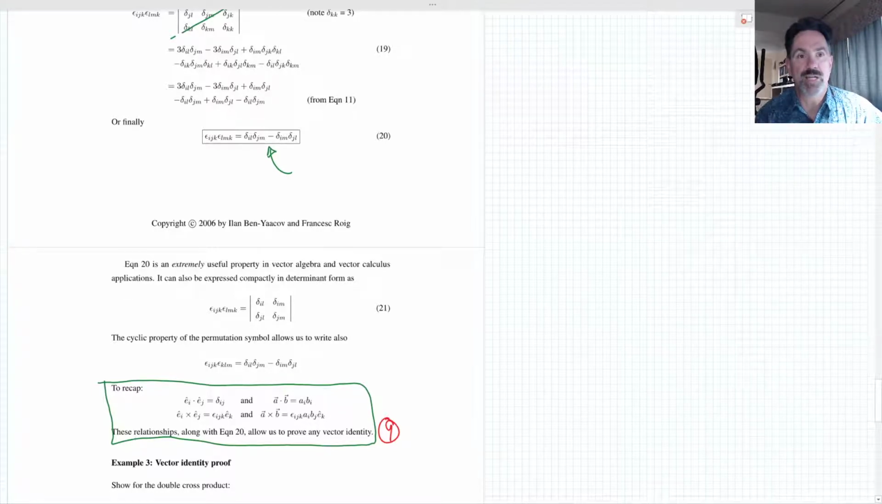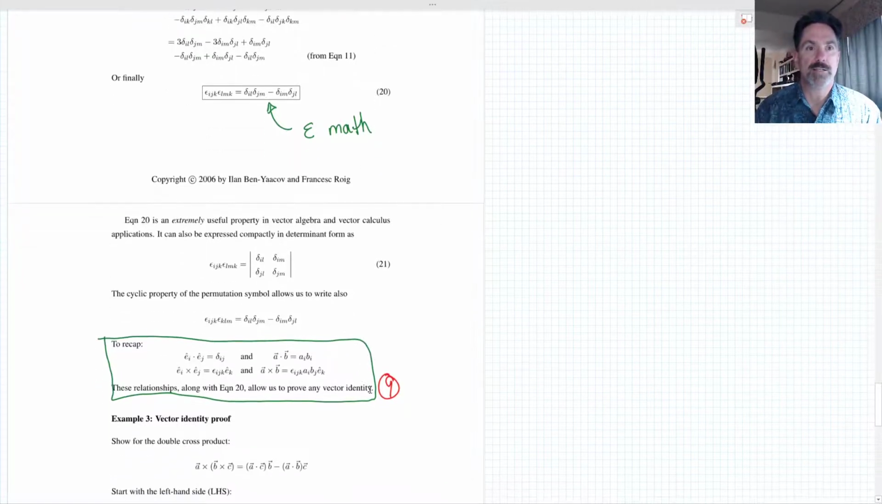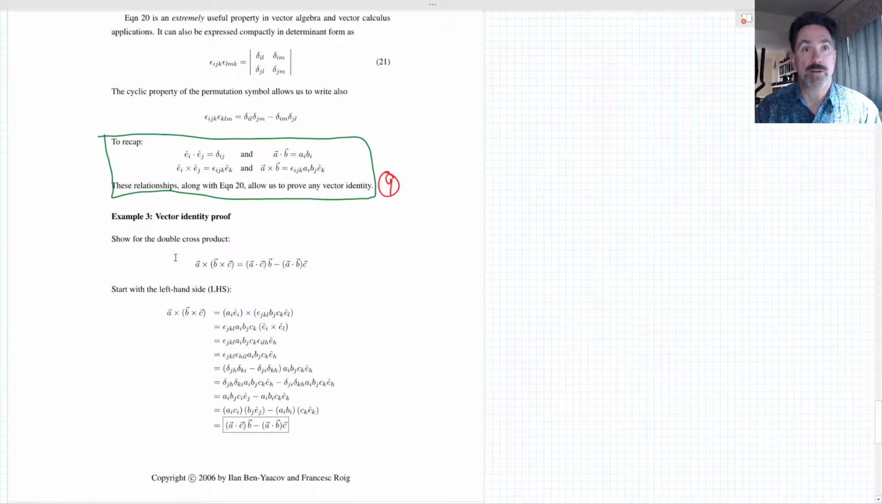It says that these relationships along with equation 20, this is what I call epsilon math. This is the simplification when you have a product of permutation tensors. Over here's a product of permutation tensors, and that can be rewritten as this series of Kronecker deltas. Again, we didn't do any of this, but just FYI, that is an important piece. Between that and these relationships, you can more or less prove all of the vector identities. They give some examples here. Here's a proof of a vector identity, which I'm not going to go through because this exceeds what we did in this class.